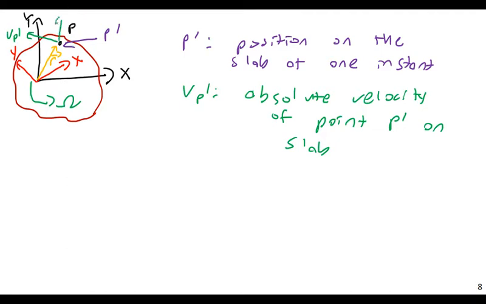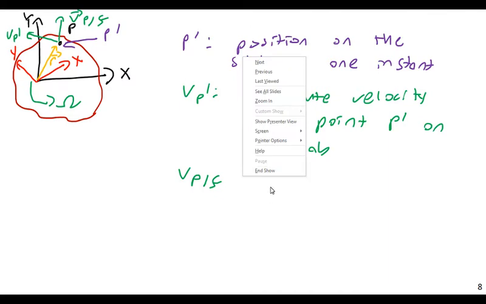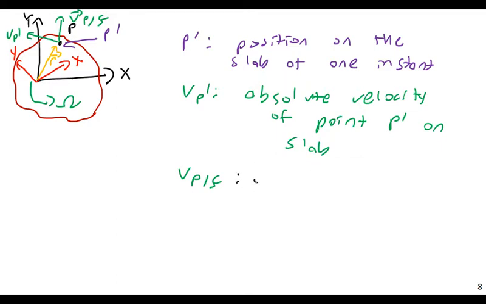And then I also had this other velocity that I mentioned, v of P with respect to F, curl F. And again, that is the velocity of P along its path on the slab.